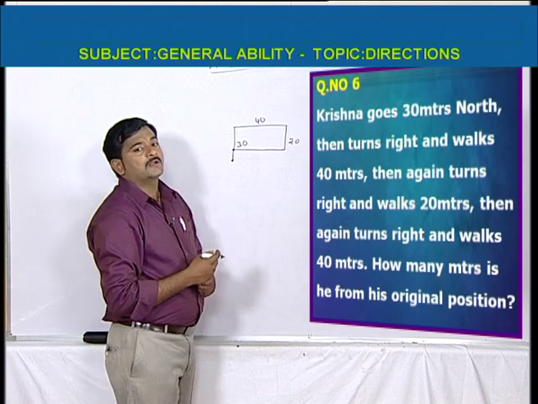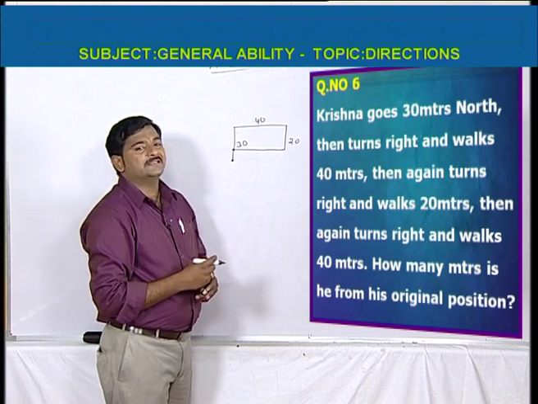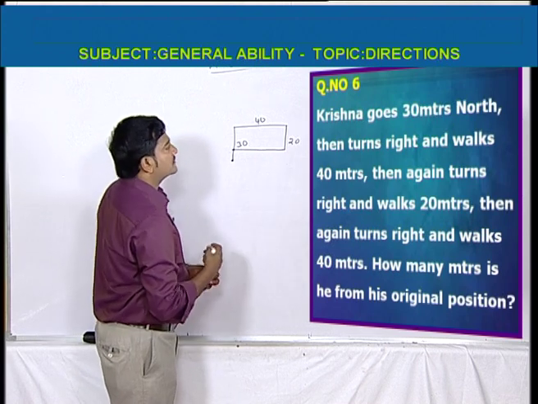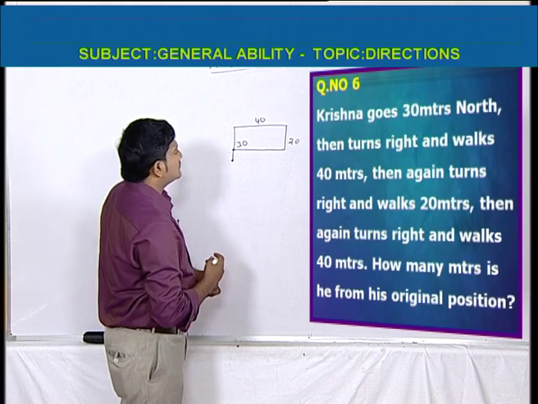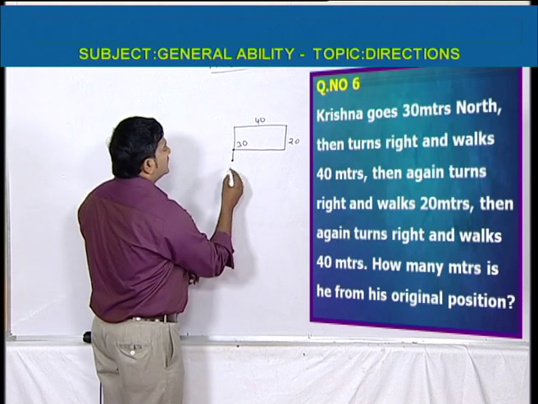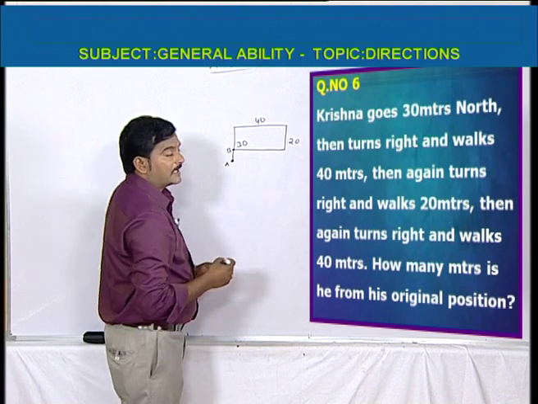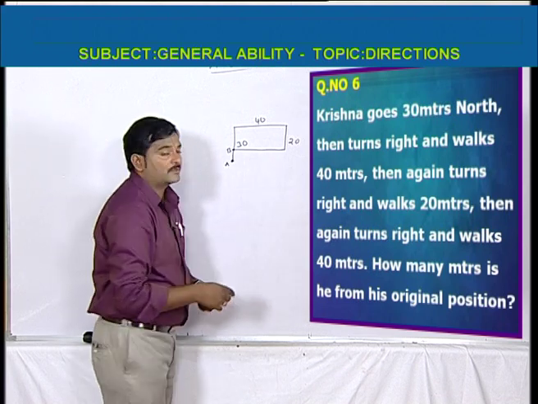Now the question is what? How many meters is he from his original position? I repeat this question once again. So now where he started? He started from A. He is asked to find out the distance between A and B. Just read the question, you'll get the idea about this.